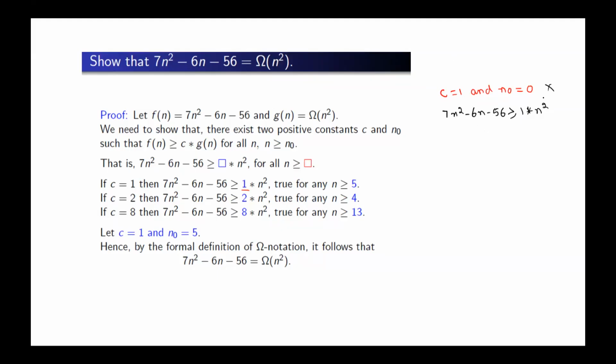So this fails. Say c equal to 1 and n naught is 1. Is this true? If n equal to 1, what happens? 7 minus 6 minus 56 greater than or equal to 1 into 1 square. It fails. Why has this problem occurred? We observed the same thing in the case of big O also. When there is a constant which is independent of n, it is a bit difficult. We need to cleverly choose this n naught so that this impact is gone.